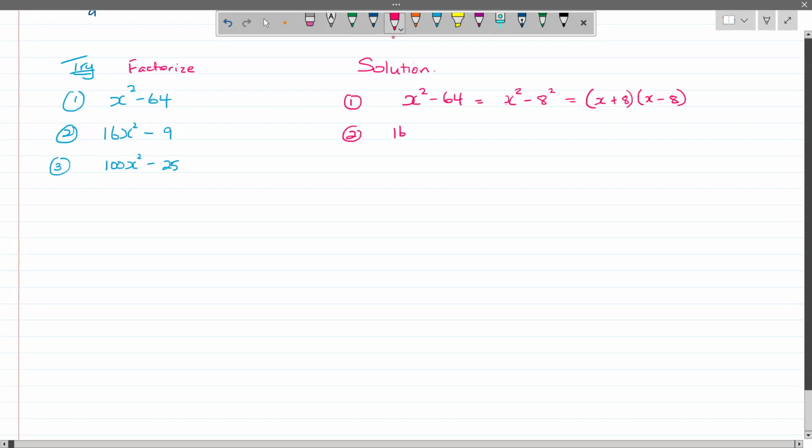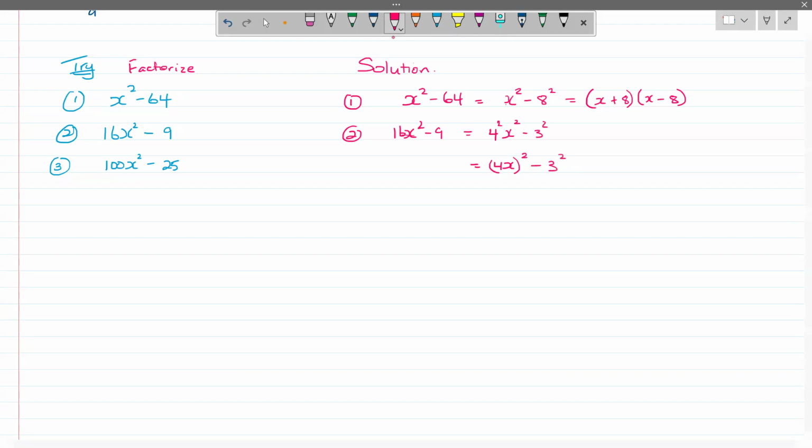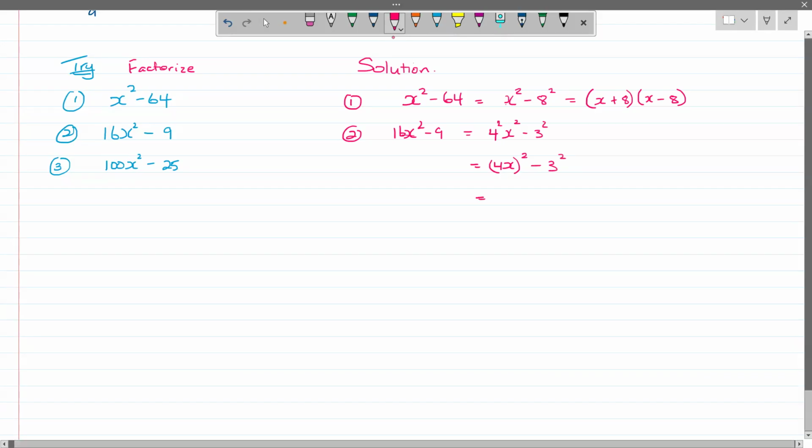So again, you're looking for a pattern. It's pattern recognition. You see two terms, you ask yourself, can I write these things as perfect squares? Let me look at them. 16 is 4 squared, and x squared, and 9 is 3 squared. I could actually write this as the difference of two squares. Since both of them are squares here, I could put this in a bracket. And you could clearly see this is the difference between two squares. So I will write 4x plus 3 and 4x minus 3.